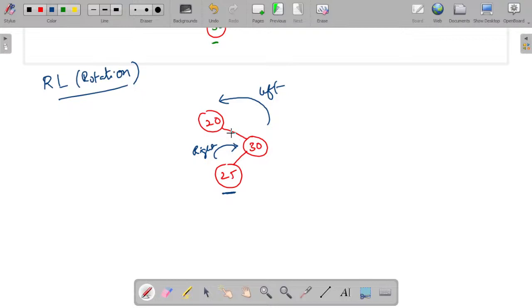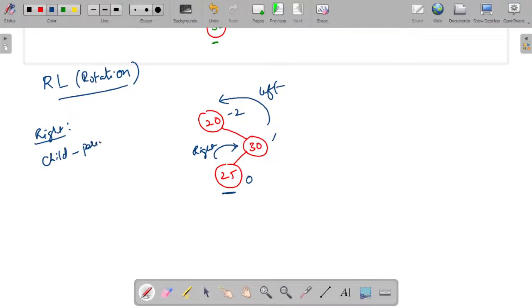Here if you see, after we insert 25, the balance factors are 0 for the leaf node, 1 for 30, and -2 for 20. Since the balance factor for this node is not in the valid range, we have to perform right left rotation. Always remember, in right left rotation the first rotation, which is a right rotation, is performed between the child node and the parent node.